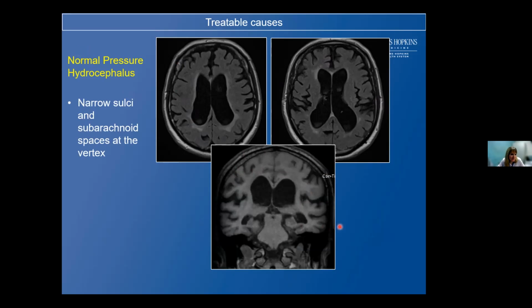If you see on this coronal plane, the sulci at the vertex are narrowed as compared to the sulci around the sylvian fissures here at the bottom, and even in the temporal lobes. So when we have dilatation of the ventricles and that pattern of so-called effacement, this is suggestive of NPH if the patient has the symptoms.